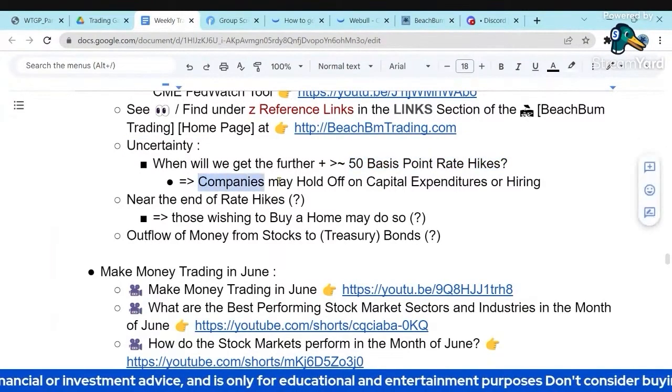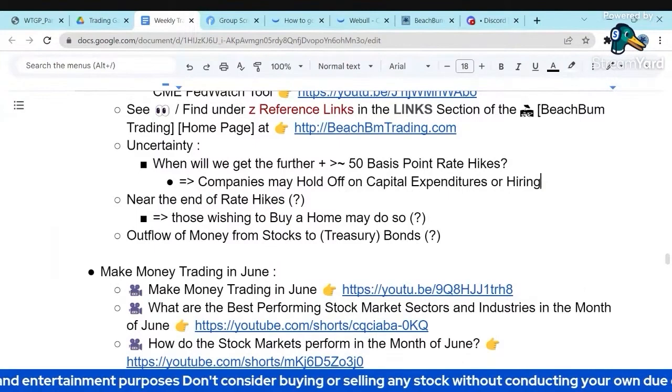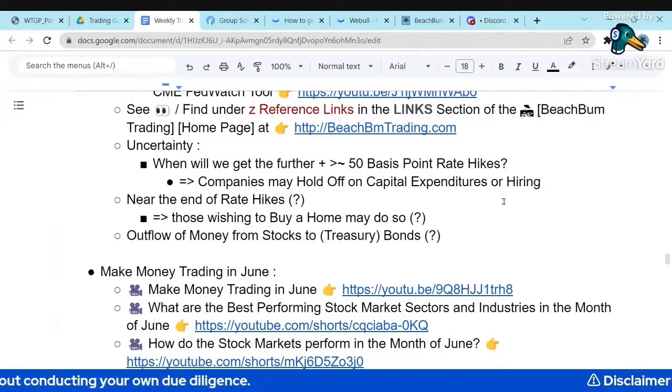I think that will cause companies to hold off on capital expenditures and hiring. So again, anybody putting money into the economy is potentially inflationary. If they sit on their cash, then inflation will slowly come down.